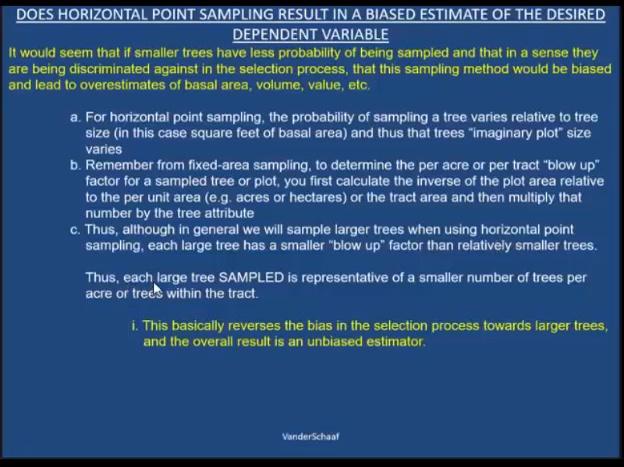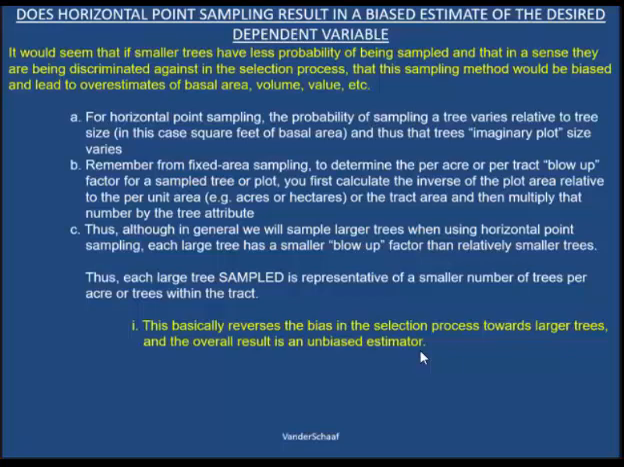Thus, each relatively large tree sampled is representative of a smaller number of trees per acre or trees within the tract. This basically reverses the bias in the selection process towards larger trees, and the overall result is an unbiased estimator. This is how we get the 10 BAF, the 20 BAF, regardless of the diameter of the tree. Because larger diameter trees have larger basal areas, but their expansion factors, how many trees per acre that tree represents, is fewer relative to smaller trees that have smaller basal areas.